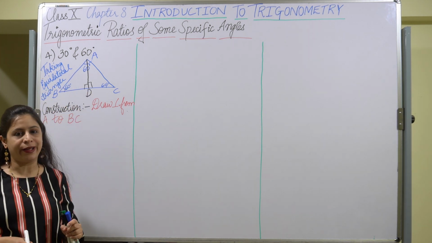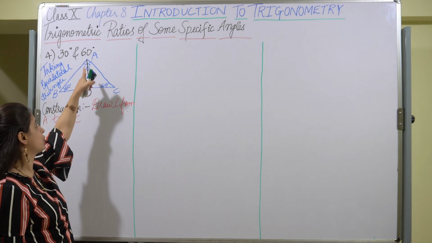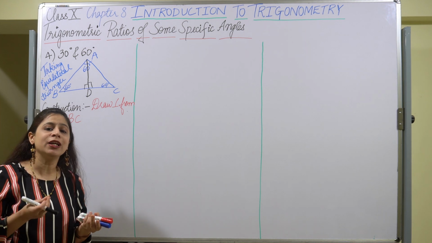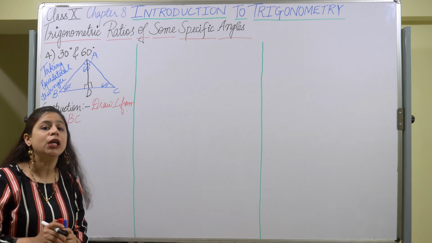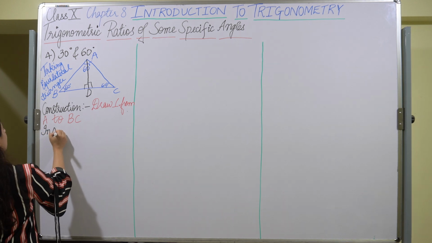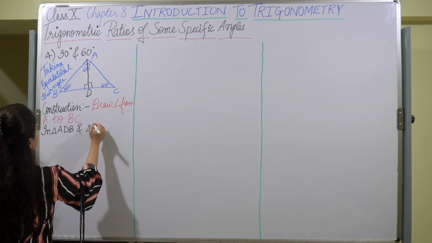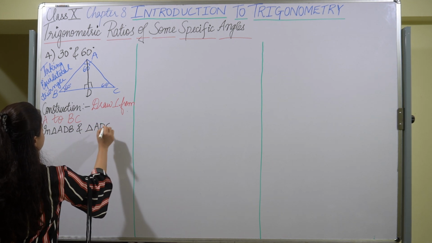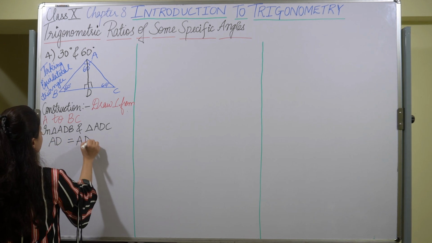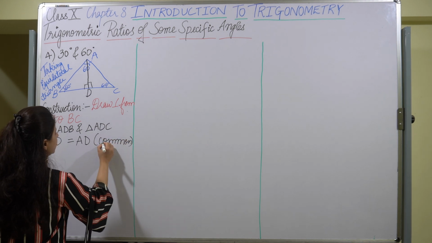Now let us have a look. We have got two triangles over here. One triangle is triangle ADB and the other triangle is triangle ADC. Both the triangles we will be proving to be congruent. In triangle ADB and triangle ADC, AD is equal to AD, the common side.